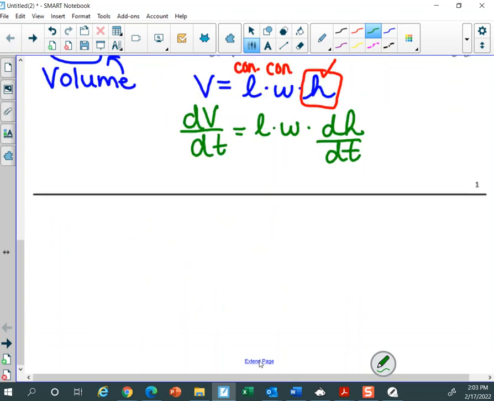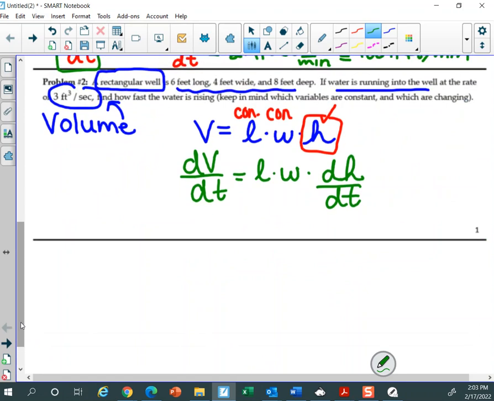So we know how the overall volume of the water is growing. The water is going into the well at a rate of 3 cubic feet per second. So my volume is changing at a rate of 3 cubic feet per second. I want to know how that rate of increase in water affects the change in height. As we put more water in it, the water level is going to rise.